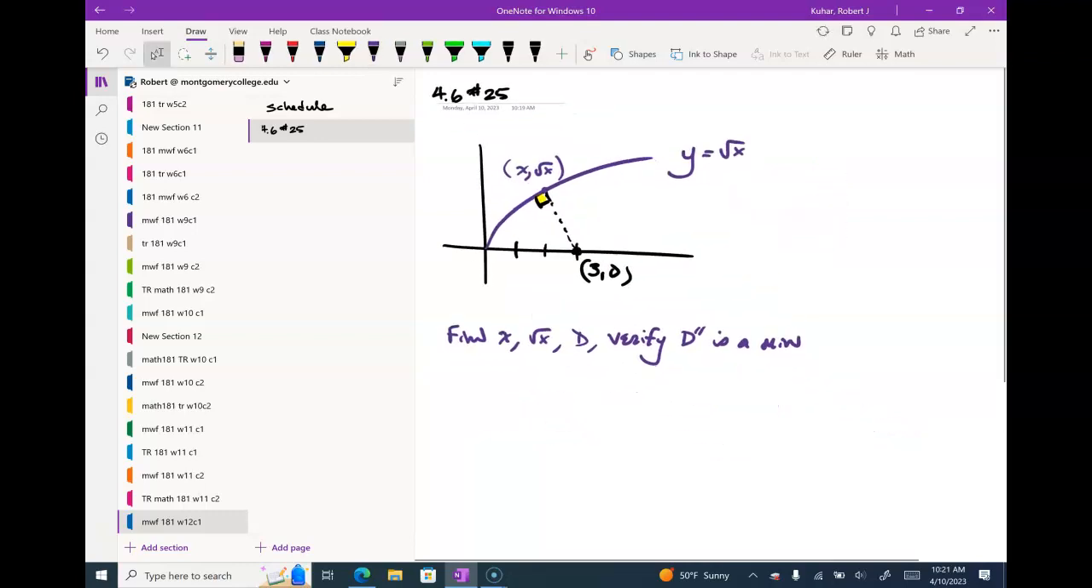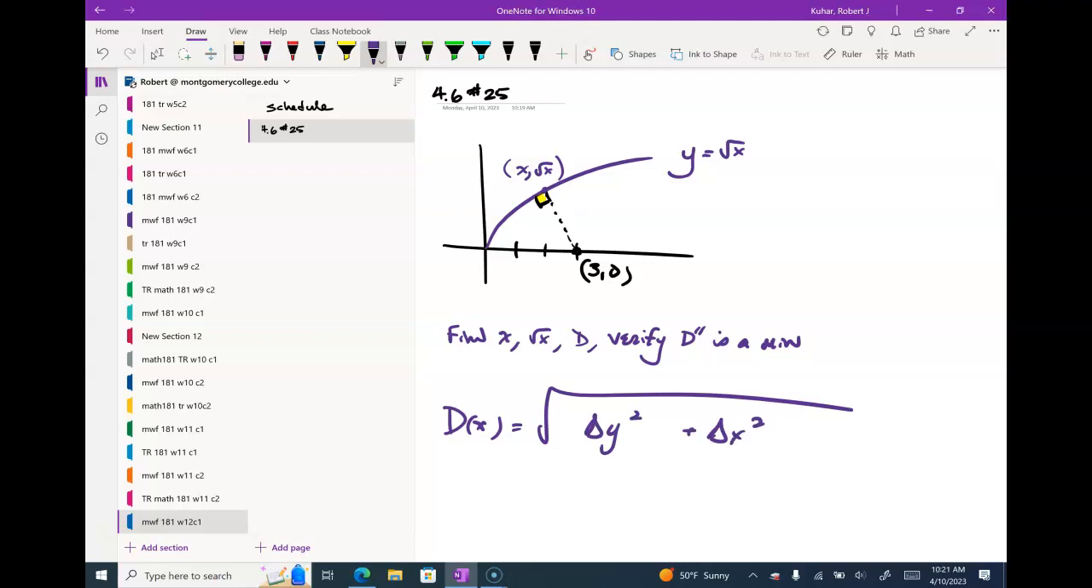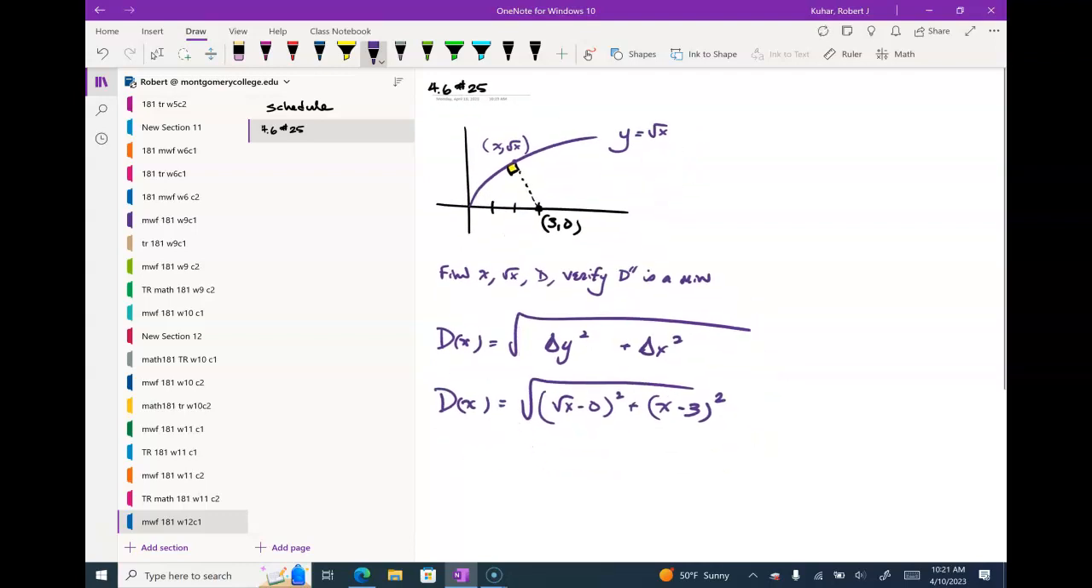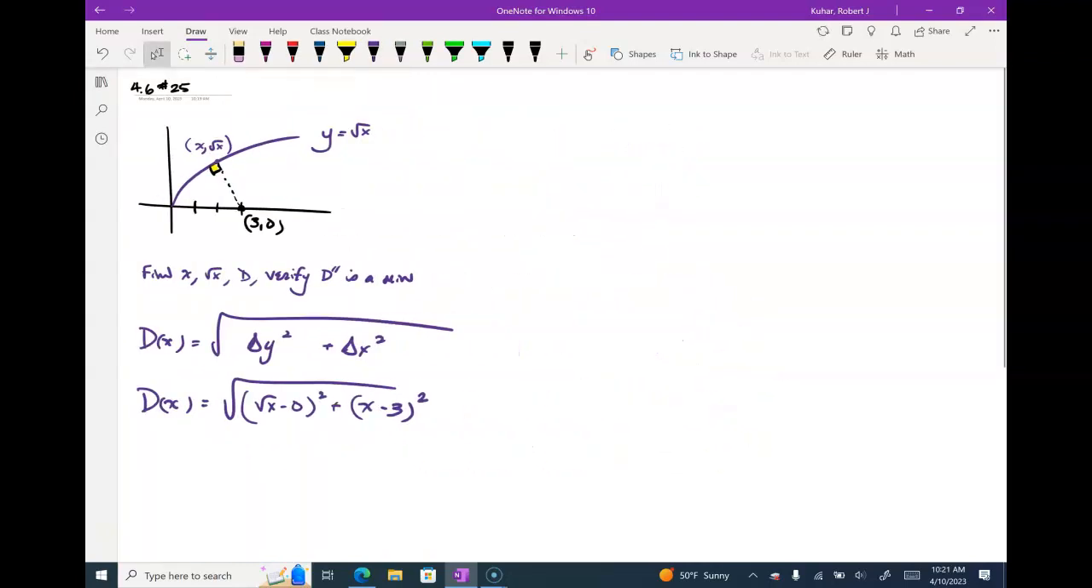So we've got our formula, d of x is delta y squared plus delta x squared. And because I've already turned my y's into x's, right, I've got my single function of x already done here. So what are we talking about? We're talking about square root of x minus 0 quantity squared plus x minus 3 quantity squared. Everyone okay here so far?